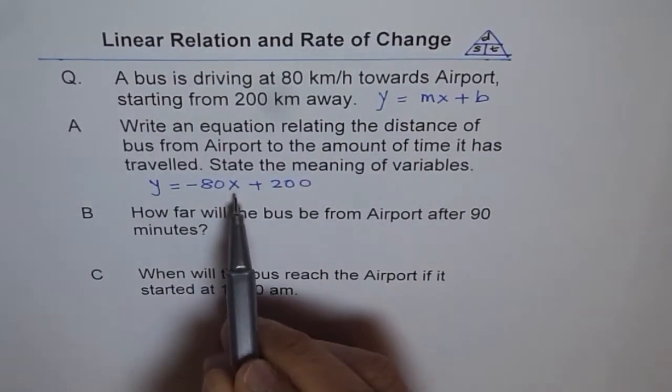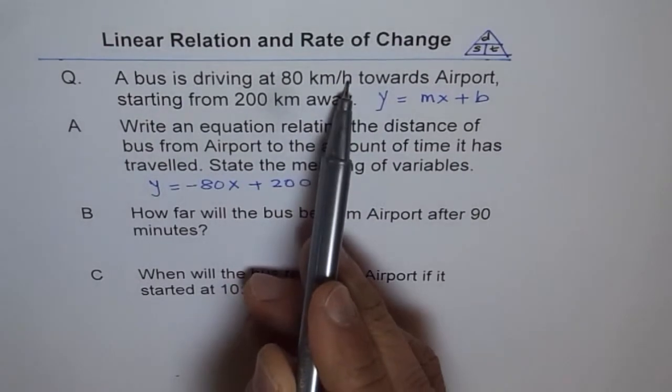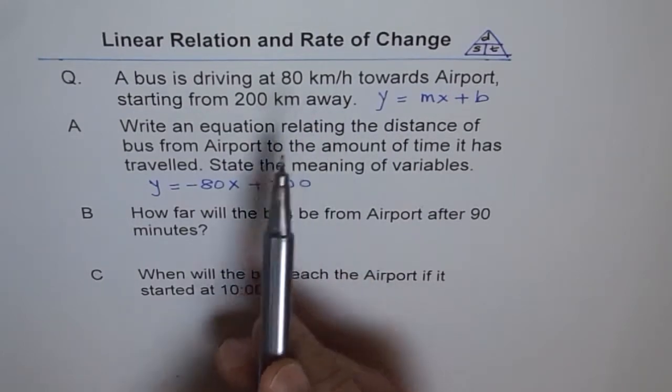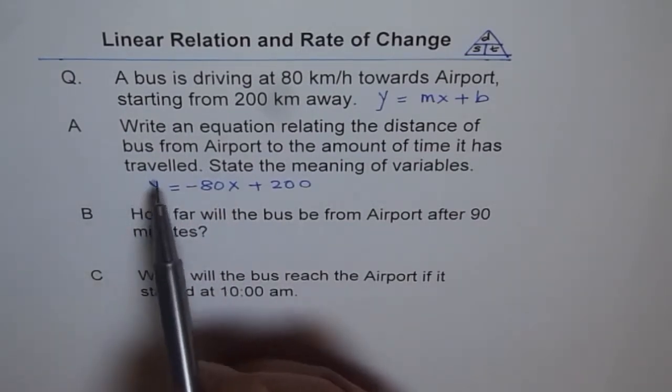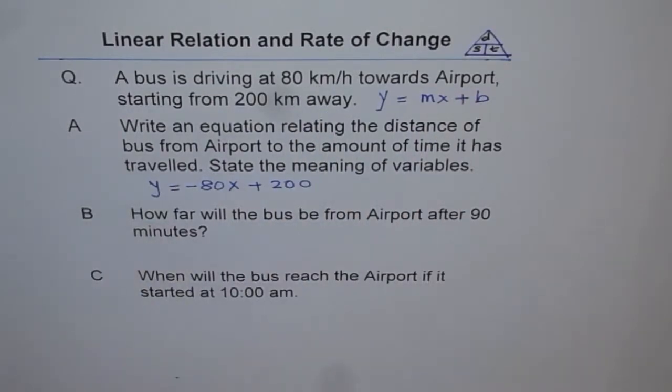Where x is time in hours, right? Time is the independent variable in hours for our example, and y is the dependent variable, dependent on time, and the unit for y, which is distance from the airport, is in kilometers, right? So that is the equation.